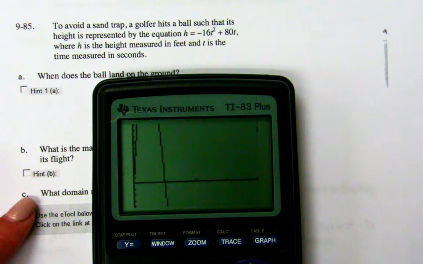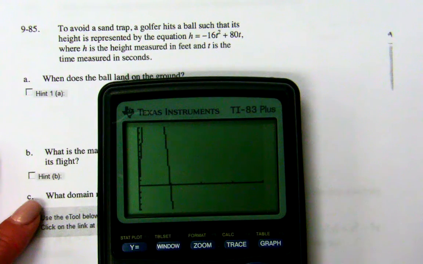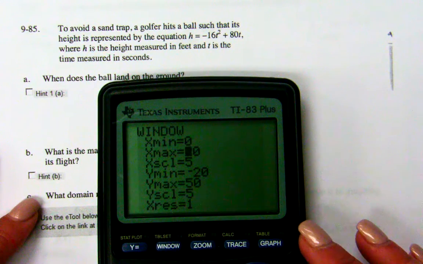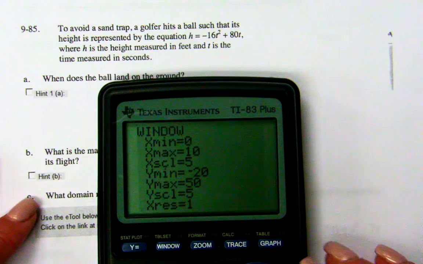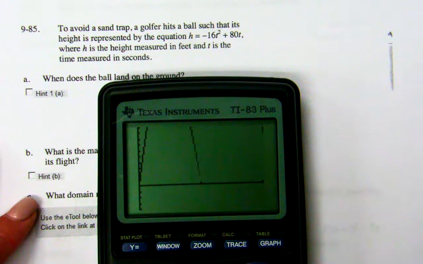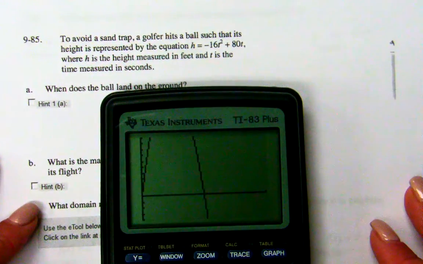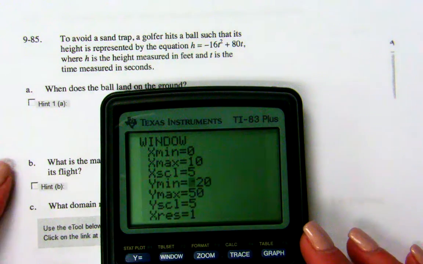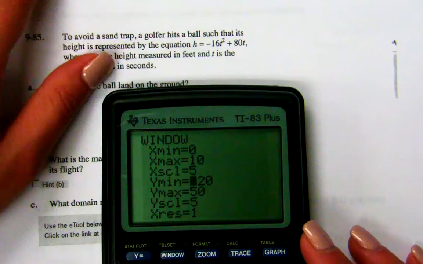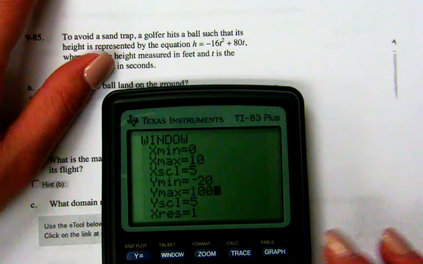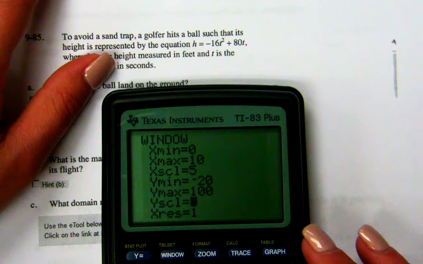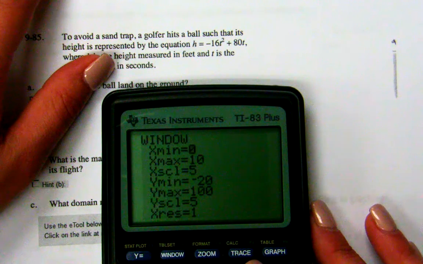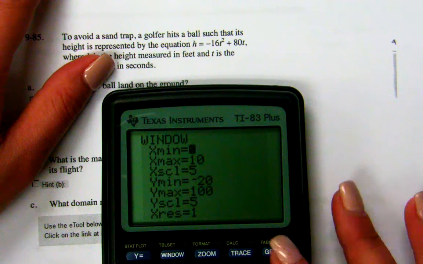Let's graph this. Okay, so we got to move it over a little. Okay, so x max at 10, scale by 5. Oh, okay, so it's even higher than what we said. Okay, so let's go to window. I know I'm playing around with this, but I really want to see what happens here. Y max, let's try 100. We'll scale by 5, still, see what happens. And then, let's graph that.